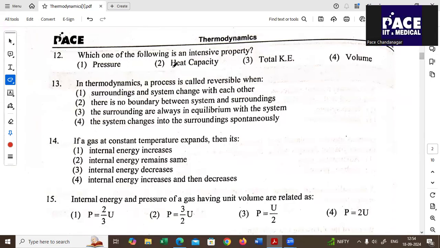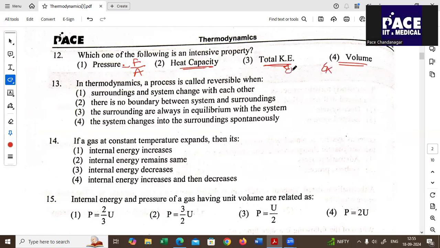Okay, next, which of the following is an intensive property? So intensive is independent of the mass. So independent of the mass, I would say pressure, because pressure is force upon area. Heat capacity is dependent. Heat capacity depends on how much mass is there in that particular system. Total kinetic energy is dependent because most of it depends on the molecules there, and molecules are inherently dependent on the mass. And volume also, yes, we just now have discussed, volume also is an extensive property.